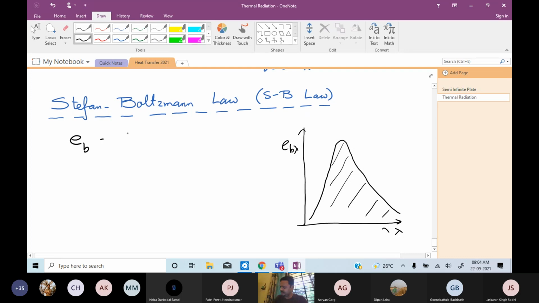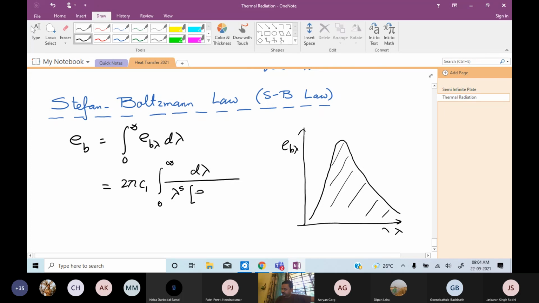So E_b is the integral from 0 to infinity of E_b lambda d lambda. Now we have an expression for E_b lambda from Planck's law. So I can write 2 pi C1, which is a constant, I can take it outside the bracket, integral from 0 to infinity d lambda divided by lambda to the power 5 times e to the power C2 by lambda T, minus 1.